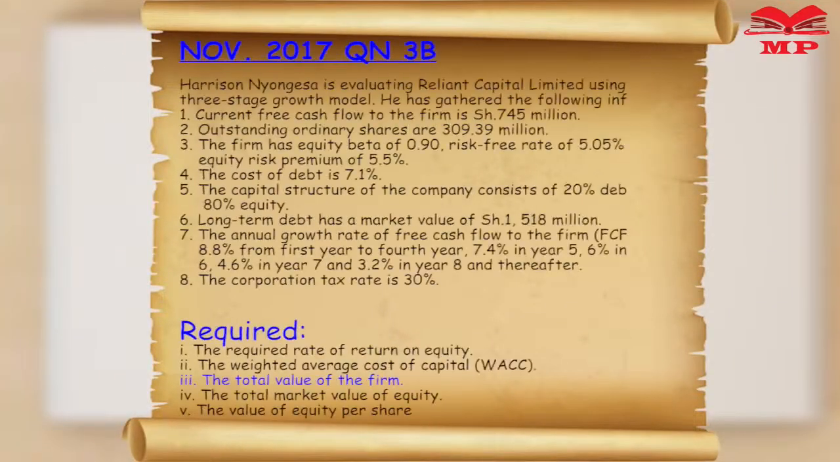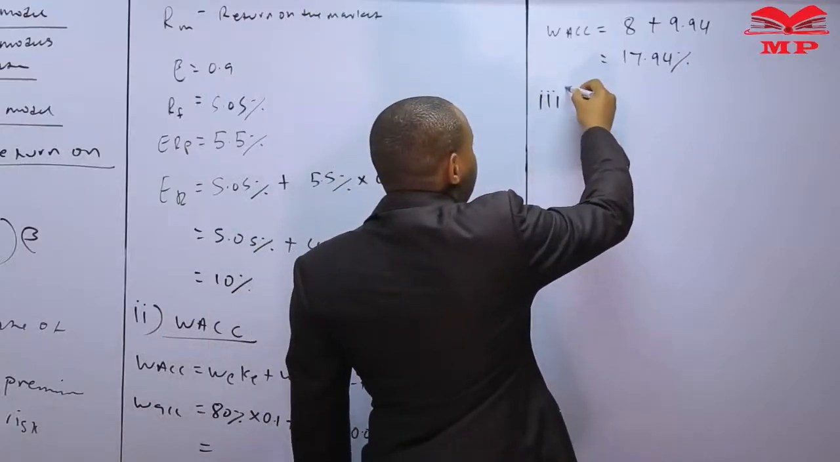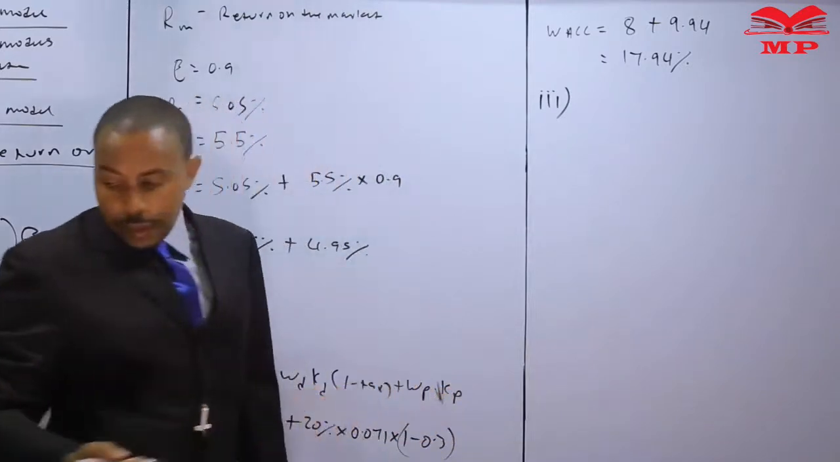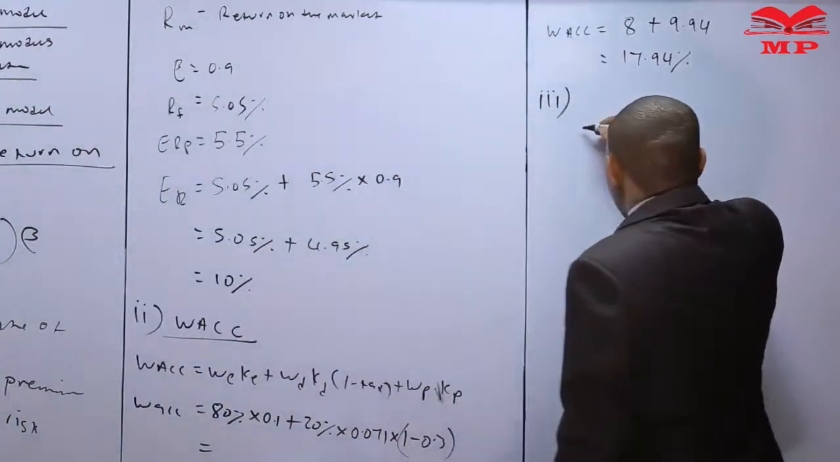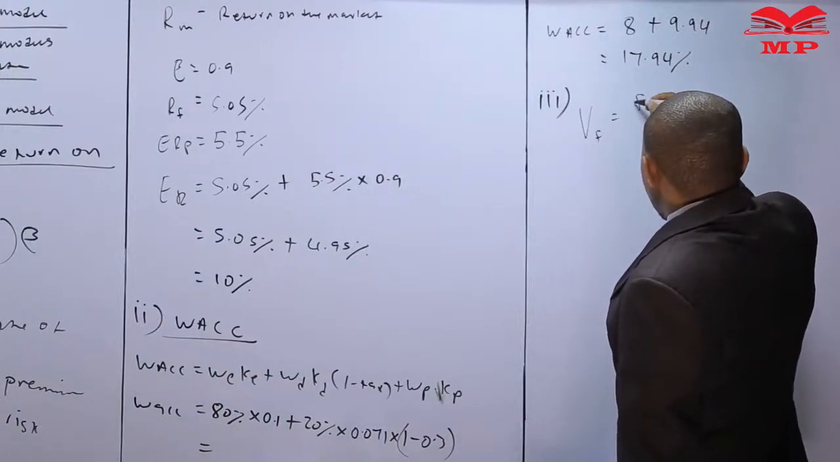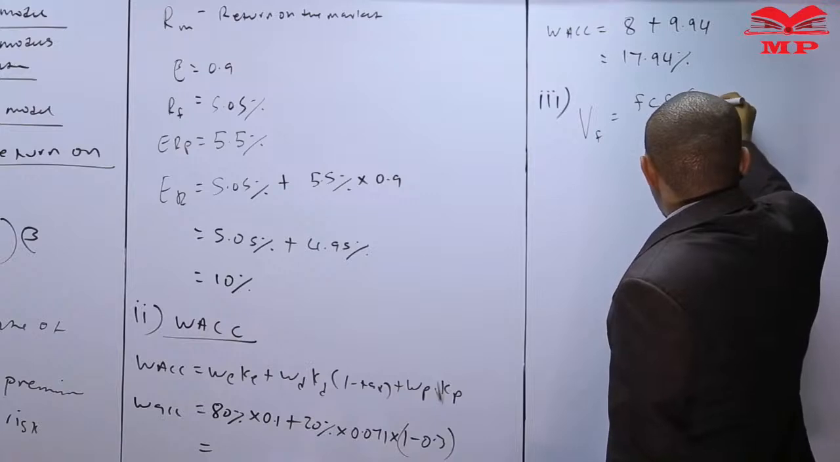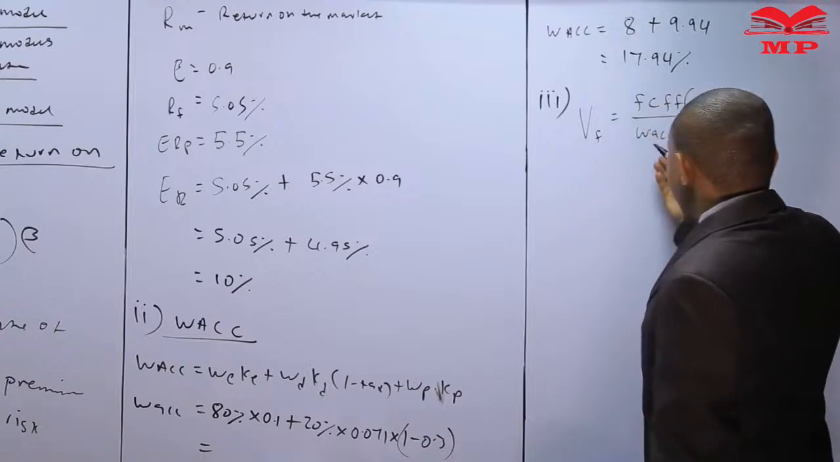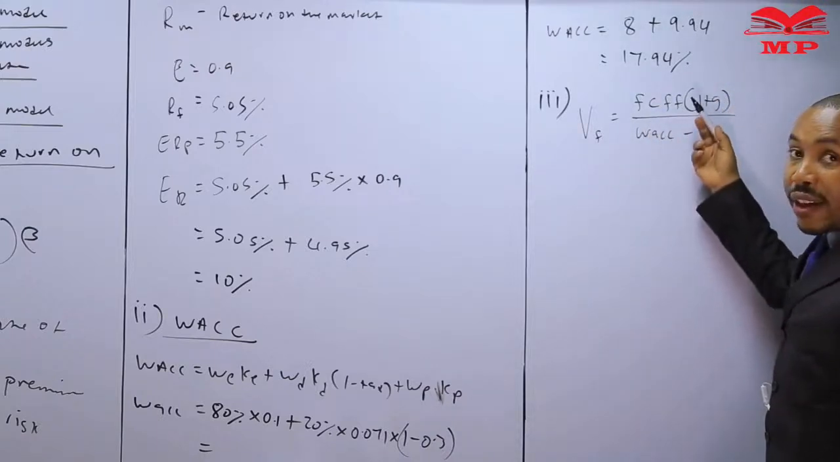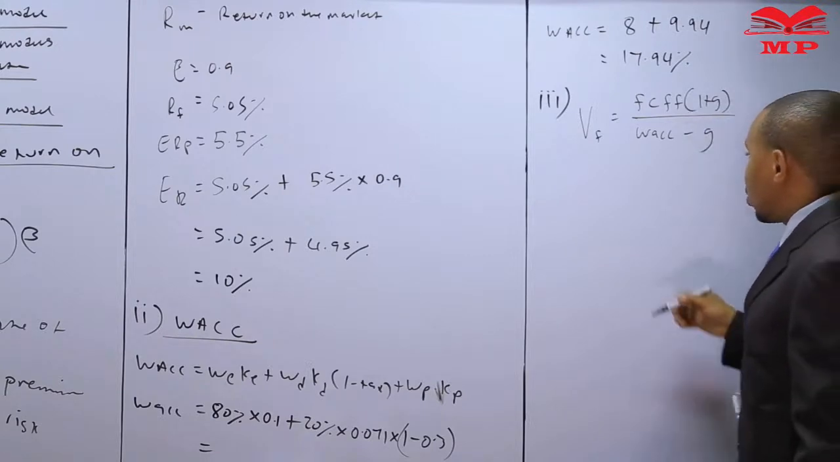Required, in question number 3, they're asking the total value of the firm. Part 3. Now, based on the inputs provided in the question, the total value of the firm, VF, is given as FCFF 1 plus G over WACC minus G, or weighted average cost of capital minus G. We say that the FCFF is discounted against the weighted average cost of capital.